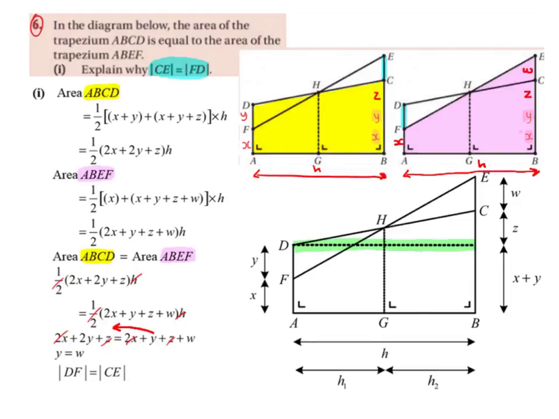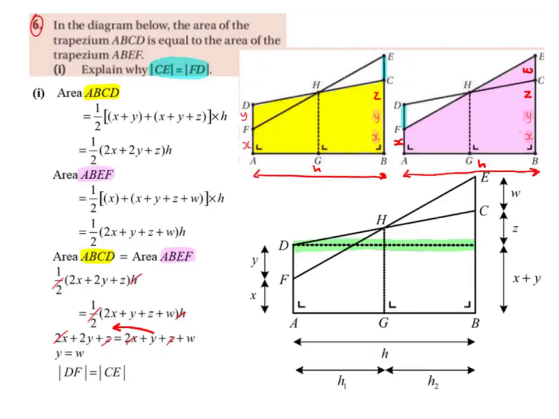So now we can start to cancel some things out. So I'm going to cancel out the half on both sides and the H on both sides. So we're left with 2X plus 2Y plus Z on the left of the equal sign, and 2X plus Y plus Z plus W on the right of the equal sign.